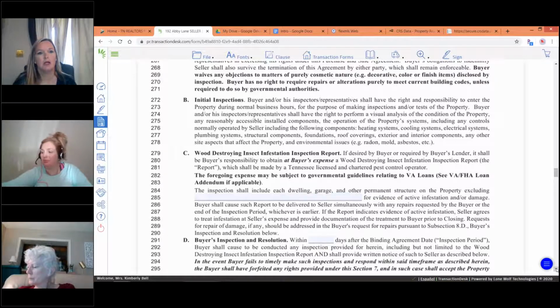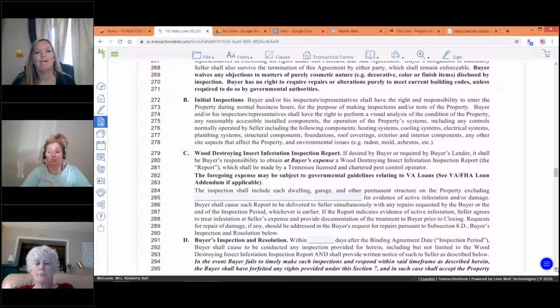Got it. All right, on line 272, the initial inspection, the buyer or his or her inspector's representatives shall have the right and responsibility to enter the property during normal business hours for the purpose of making inspections and or test of the property. Buyer and or his inspector representative shall have the right to perform a visual analysis of the condition of the property, any reasonable access installation components, the operation of the property systems.